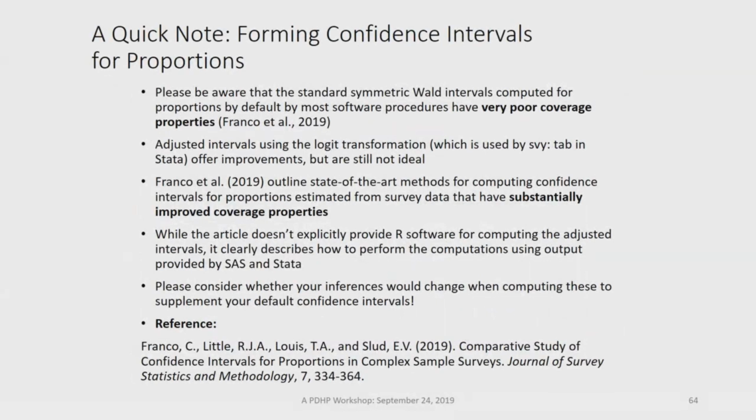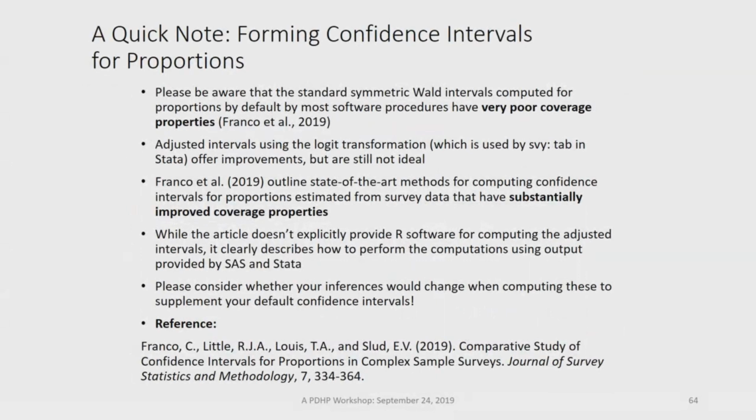Don't do it. The tab procedure in Stata actually computes what's called a logit transformation. That's a little bit better than horrible to form these intervals, but still not great. That's what these authors are saying. So this brand new article outlines state-of-the-art methods for forming confidence intervals for proportions that have the stated coverage. That's the key thing. If you say you're forming a 95% confidence interval, you want 95% of those intervals to cover the true population parameter. Those Wald intervals, the coverage becomes like 60, 70. It's just not good. Okay?